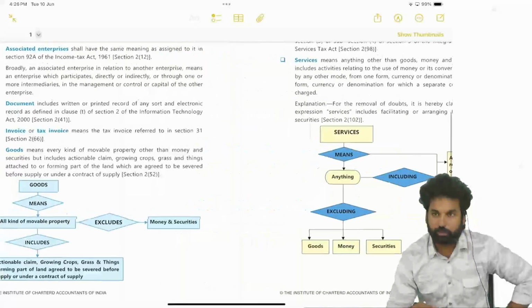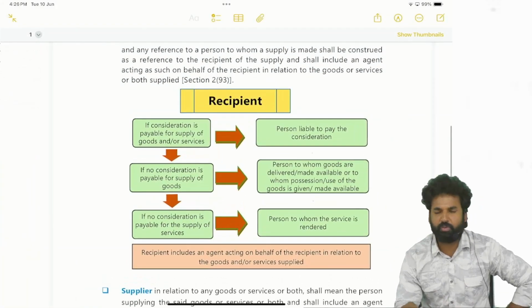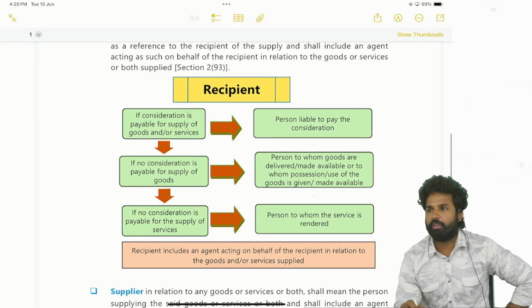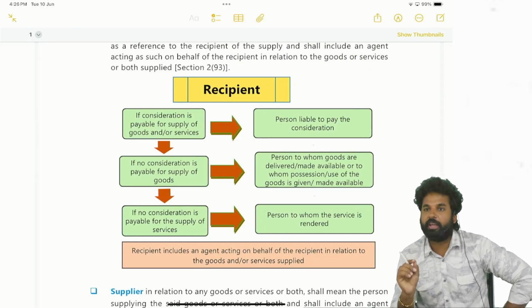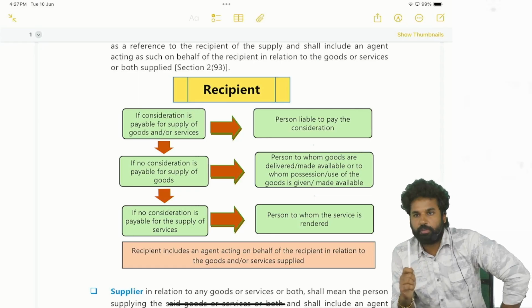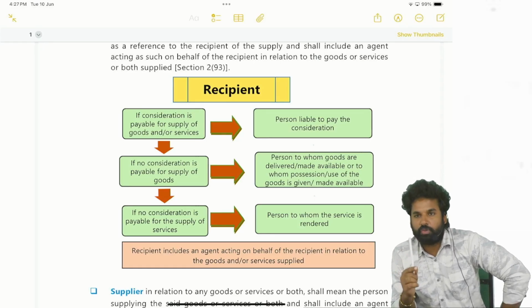We know this goods definition, we know this service definition. The recipient definition we have seen. The recipient is the person who is paying consideration. Sometimes it is not always the consumer or the recipient who will be paying consideration. Sometimes a third party also may be paying consideration.